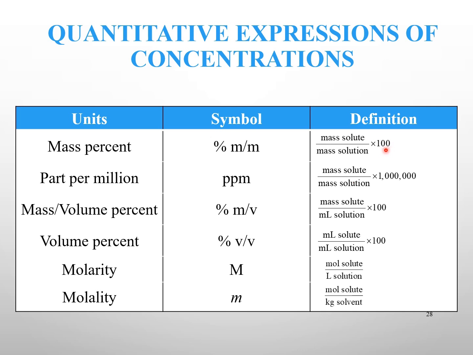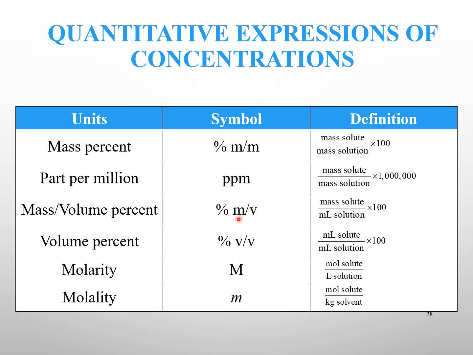If you want parts per million mass, then you take the mass of solute divided by the mass of solution, which is the solute plus solvent, times a million, and you get ppm, parts per million. There's also a unit called ppb, parts per billion, and you just times by a billion, which is 3 extra zeros. Now, let's talk about mass over volume percent.